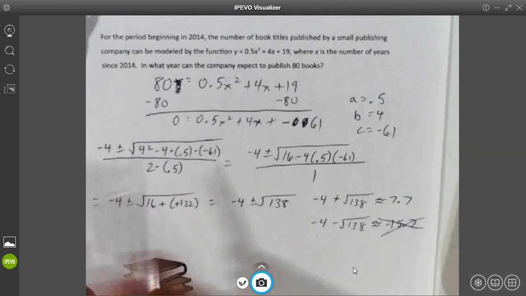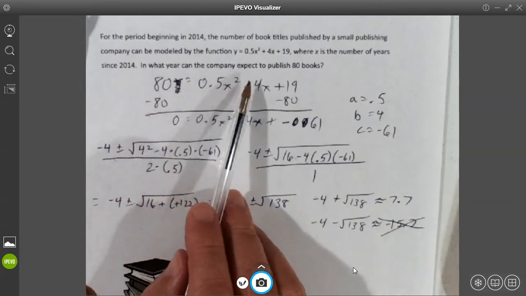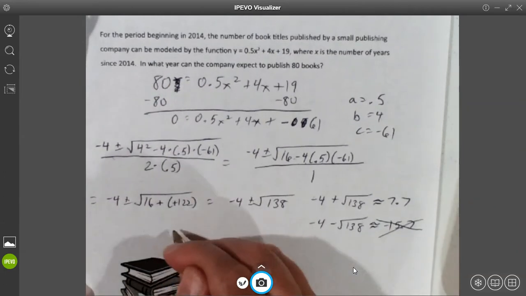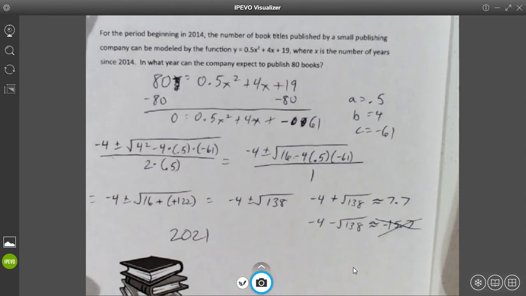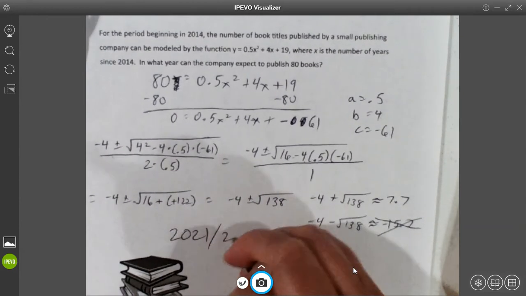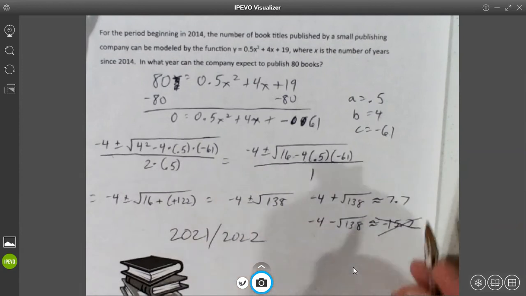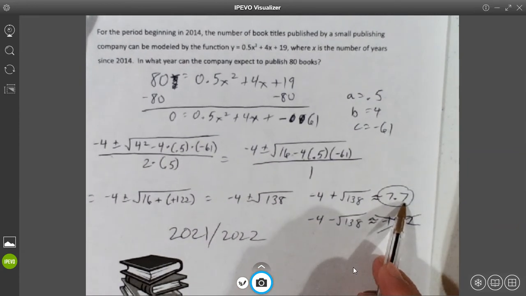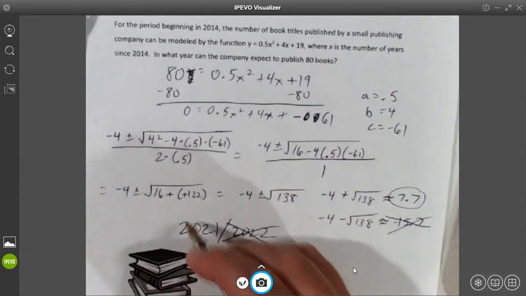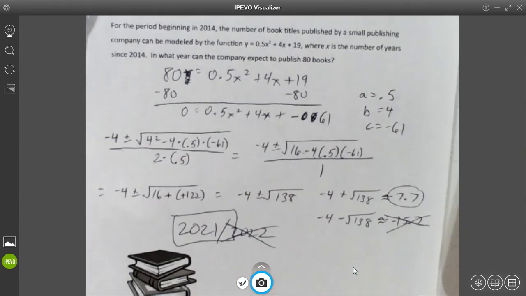So that means it's been 7 7/10 years since 2014. All right. So in what year? It'll be sometime during 2021. All right, 2021, or you might say 2022. But I think it's probably best to say, well, about 3/4 of the year through. Yeah, matter of fact, I'm going with this answer. All right, sometime during 2021 is when this publishing company will publish 80 books.